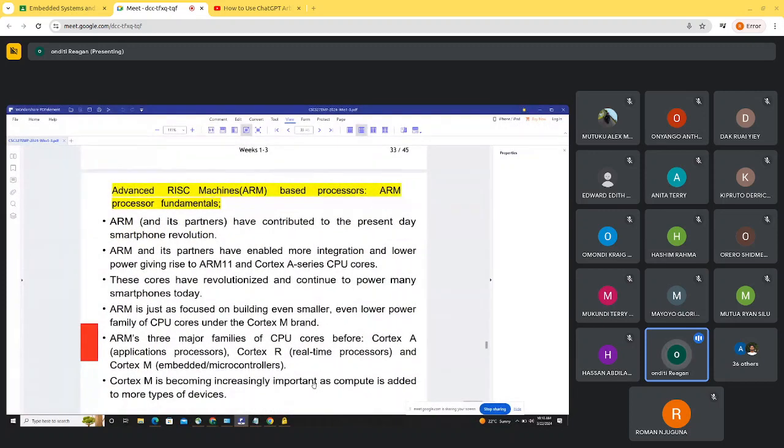So ARM has contributed to the present day smartphone revolution, and ARM's partners have enabled more integration and low power, giving rise to what we call the ARM11 and the Cortex-A series CPU core. These are very small microprocessors, microcontrollers, which are actually implemented using what we call the ARM technology. This core has revolutionized and continues to power many smartphones.